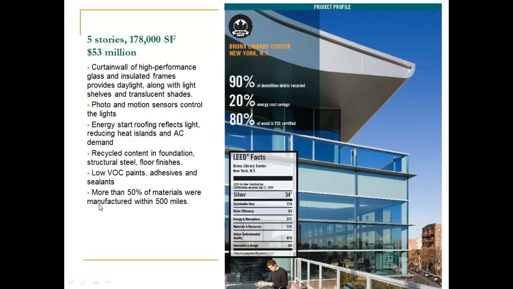So you'll notice on that previous one also, more than 50% of material were manufactured within 500 miles, which again puts Maine kind of in a bad situation because we don't have that many manufacturing facilities, so we have to bring stuff in. So it's difficult to get those points for LEED certification when we have so few resources around.